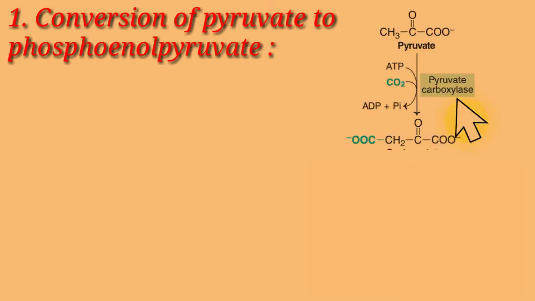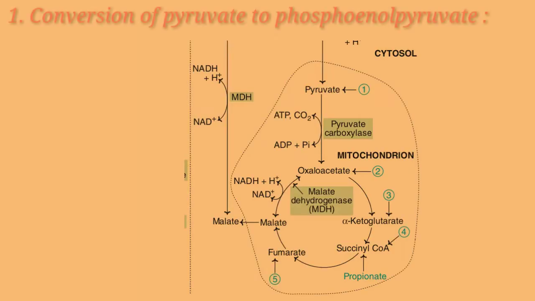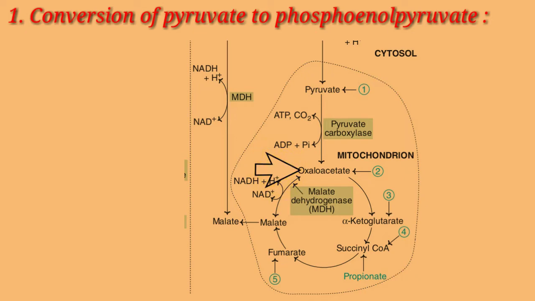Pyruvate carboxylase is a biotin-dependent mitochondrial enzyme and converts pyruvate to oxaloacetate in the presence of ATP and carbon dioxide. This enzyme regulates gluconeogenesis and requires acetyl coenzyme A for its activity. Oxaloacetate is synthesized in the mitochondrial matrix and it has to be transported to the cytosol to be used in gluconeogenesis. Due to membrane impermeability, oxaloacetate cannot diffuse out of mitochondria.